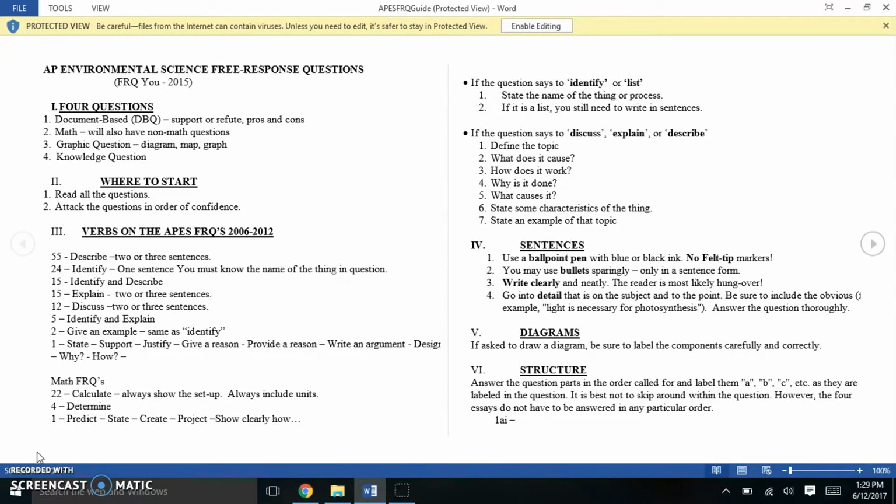Also, with some of our math free response questions, we'll have to calculate. And when we calculate, again on the free response, and we'll practice this through the whole year, we're not allowed to use calculators. We cannot use calculators. So we're going to have to use our pencil and pen and calculate on paper, and always show our work.